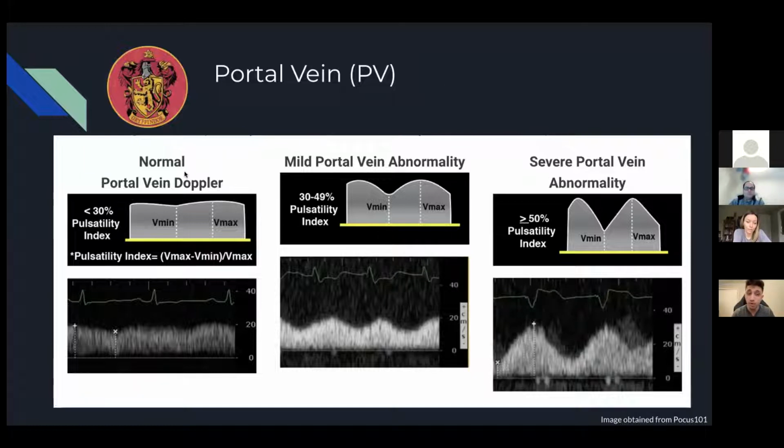So what is a normal portal vein signal? We should see a nice smooth portal vein. As it starts to become a little bit more pulsatile, we call that mildly abnormal. And then when it's really scalloped, that's severe. The way we calculate pulsatility index is the maximum velocity subtracted by the minimum velocity, and dividing that by the maximum velocity again.